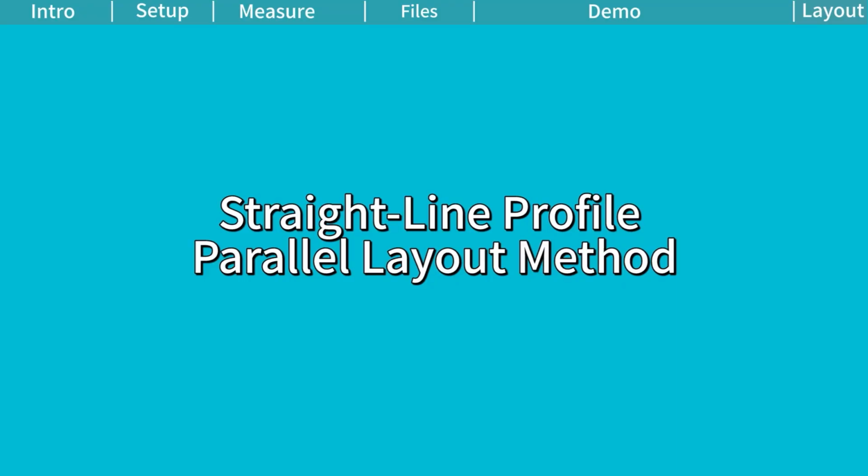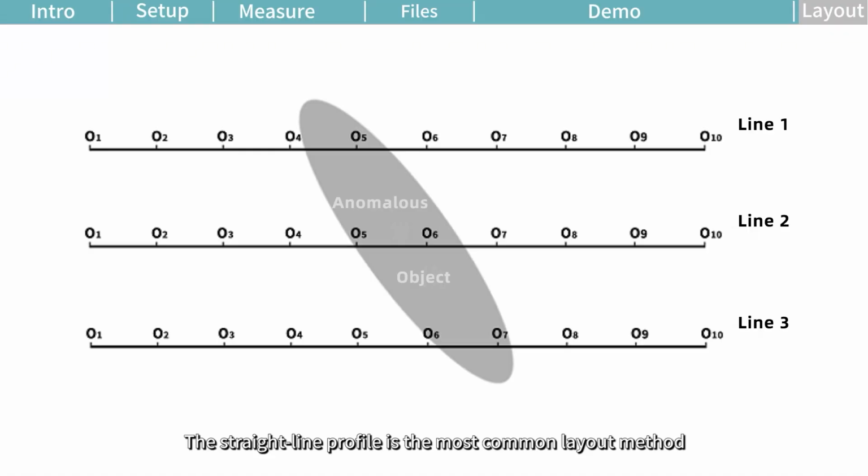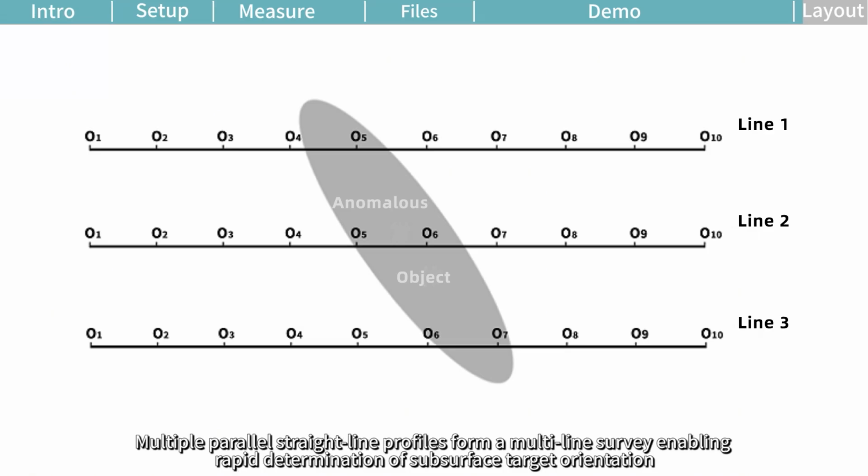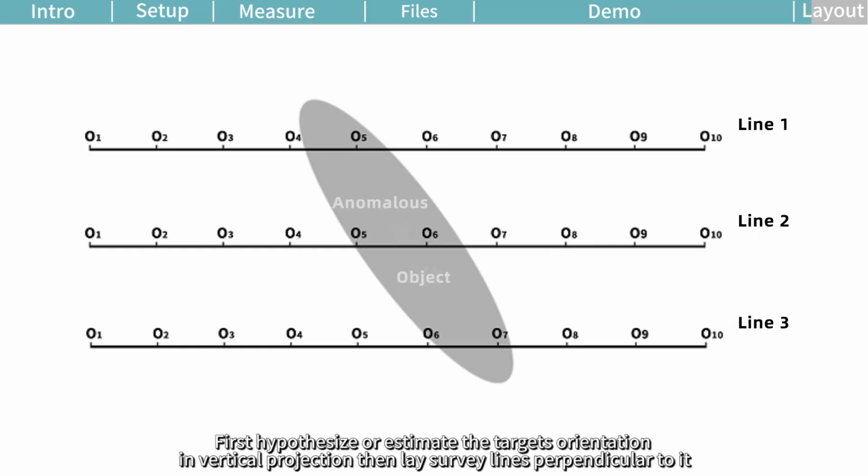Straight line profile parallel layout method. The straight line profile is the most common layout method. Multiple parallel straight line profiles form a multi-line survey enabling rapid determination of subsurface target orientation. First hypothesize or estimate the target's orientation in vertical projection, then lay survey lines perpendicular to it.